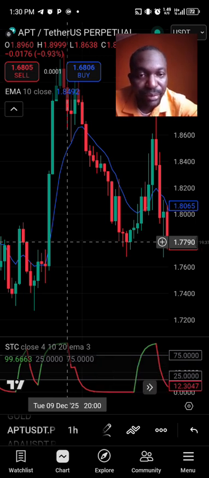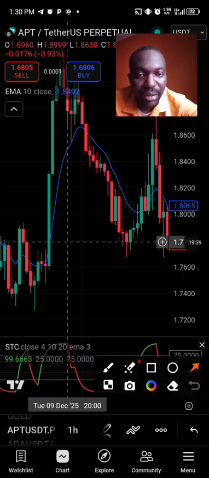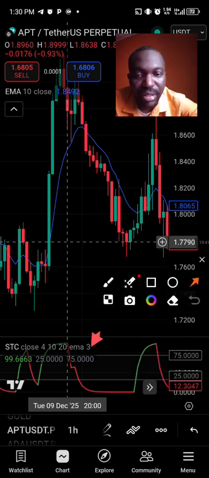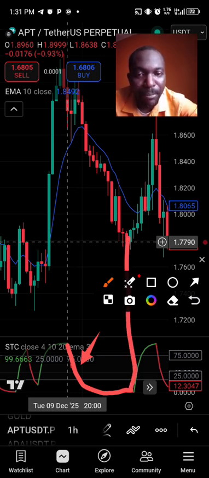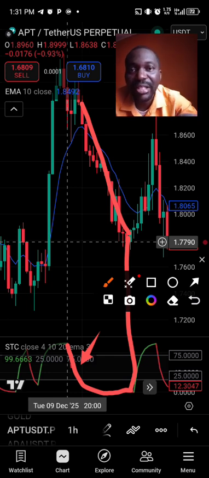Okay, sorry, let me just put that up very well. From this area right here, if you look at this whole area, this red line, look at it. This now points to, which means from here to here, the sellers were in control of the price. And that's why they drove it down. And that's why the thing crossed over.